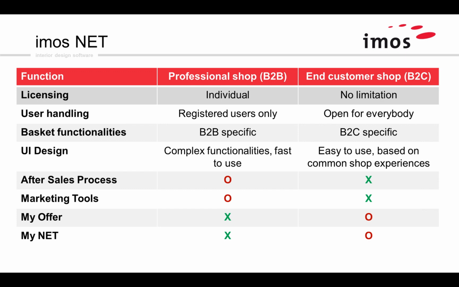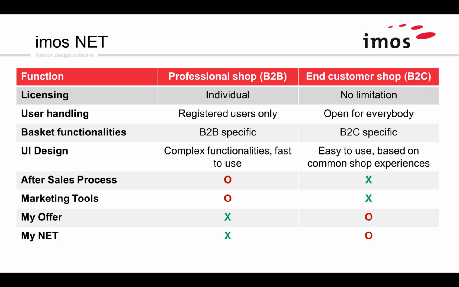Here's a short overview of the two systems. As I told you already, regarding user handling, the B2B system is only for registered users, and the B2C system is open for everybody. The licensing in the B2B is more or less individual, which means you can sell or buy systems for fewer than 10 users or up to 100 users, which results in a different price at the end. But for the end customer shop, there is no limitation because everybody can log into it. So there's one final price and that's it.